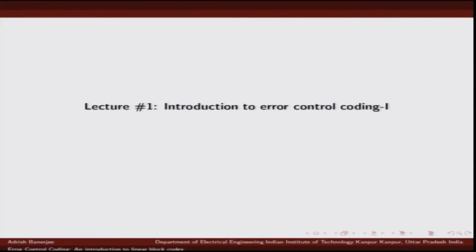So in the introduction, as I said, we will talk about what is coding theory. We will illustrate with a very simple example how error correcting codes can be used for error detection and error correction.